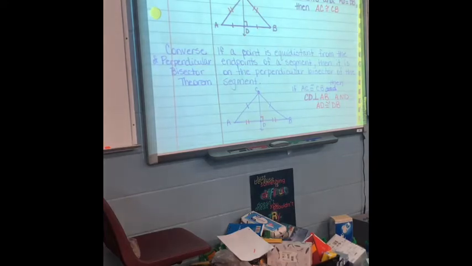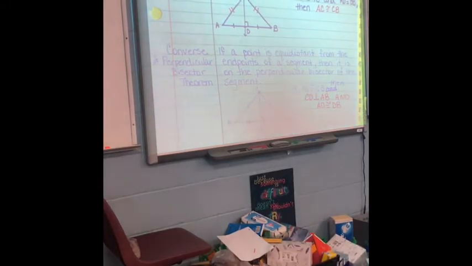There's more. And then the converse of the perpendicular bisector theorem says if a point is equal distance from the endpoints, then it is on the perpendicular bisector of the segment.